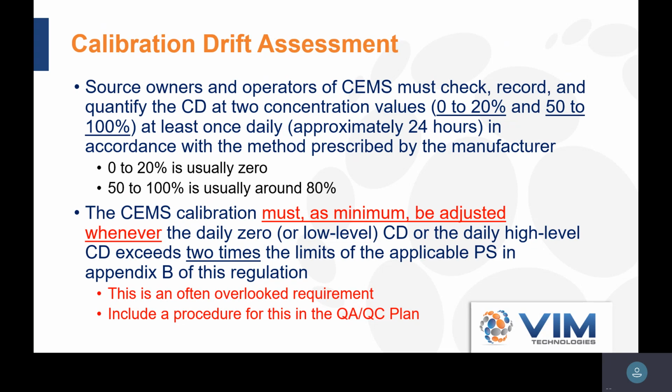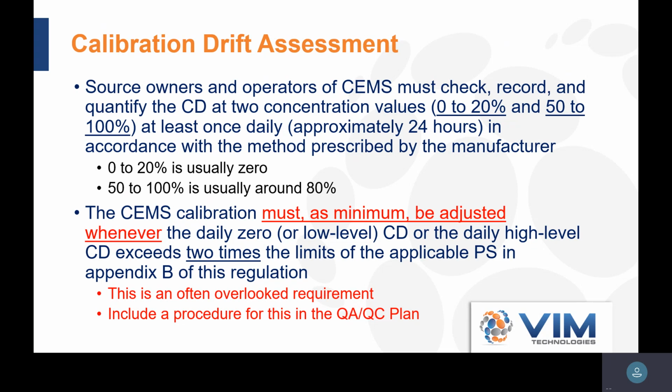Whenever the calibration drift is above 2 times the performance specification, you're required to go out and make an adjustment. Let's use NOx for an example. NOx performance specification is 2.5%. So if you do your daily calibration drift check and it comes in at 5.5%, then you haven't failed. Your data's not out of control, but someone's required to go out to that unit, run calibration gas, and make an adjustment to that unit.